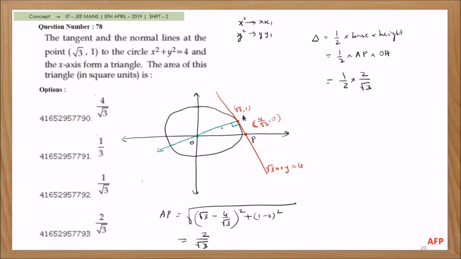Okay. So what is OP? OP is the circle. So the circle is 2 units into 2 here. Go for cancellation. The area is 2 divided by root 3. So which option does it follow? Fourth option it follows.